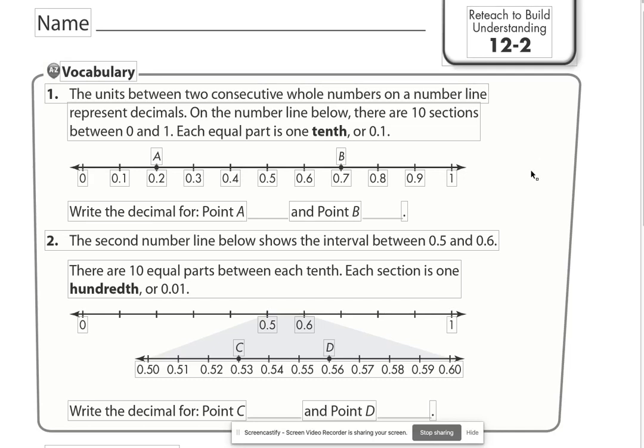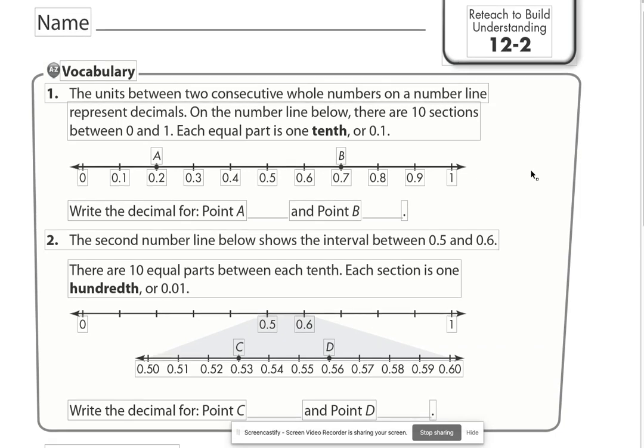Hi, students. I wanted to reteach how to plot decimals, especially decimals to the hundredth. That can be really confusing, so I want to review this for you before you get into your Pearson practice buddy for today. Okay, so I'm going to use this reteach to build understanding page to really dive into this.